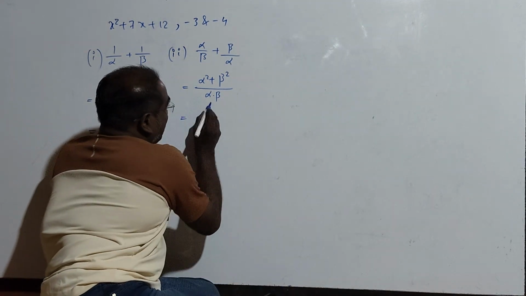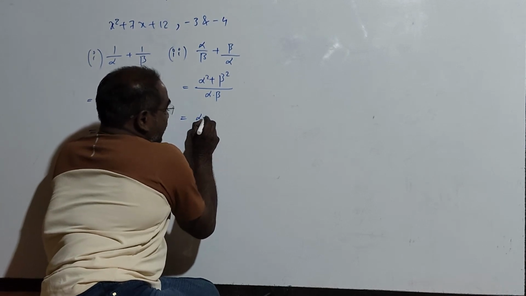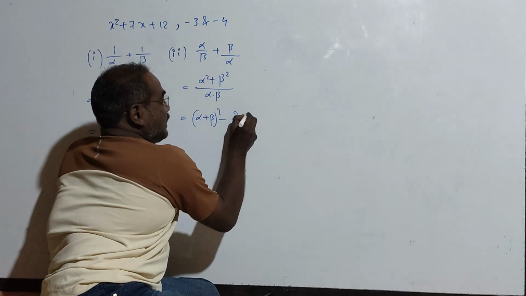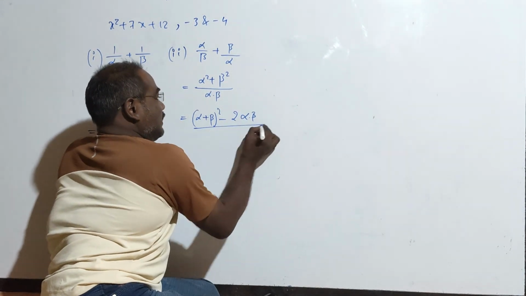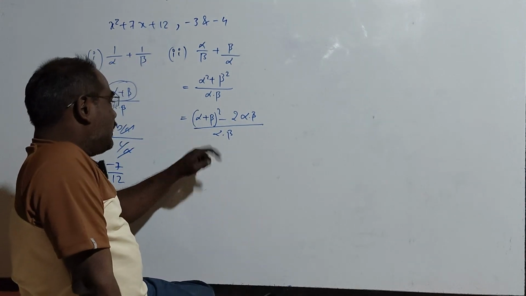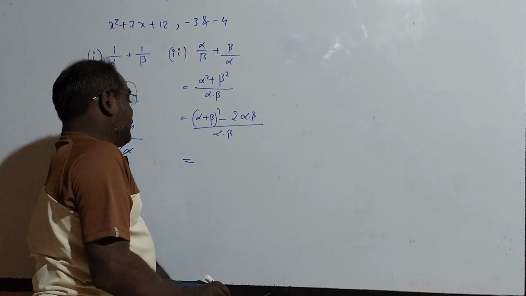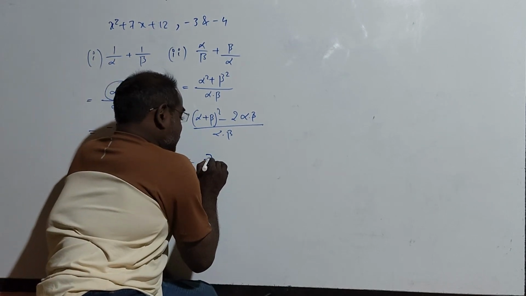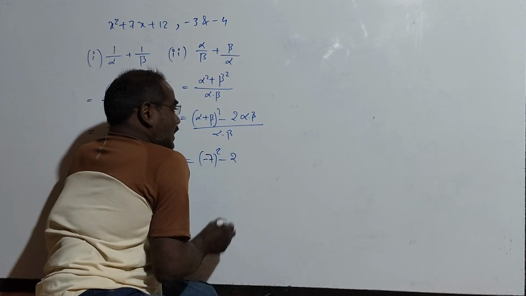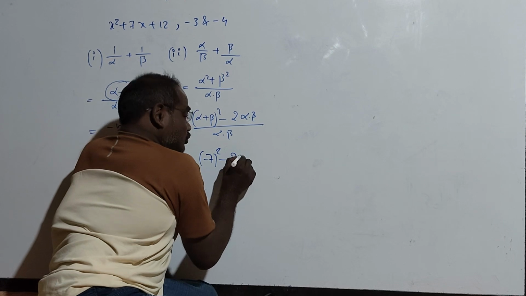So in the place of alpha square plus beta square, what can I substitute? I can substitute alpha plus beta bracket square minus 2 alpha beta, divided by alpha beta. We know the value of alpha plus beta. Alpha plus beta is what? Minus b by a. Minus b by a means minus 7 by 1, square, minus 2. Alpha into beta is what? c by a. c by a means 12.